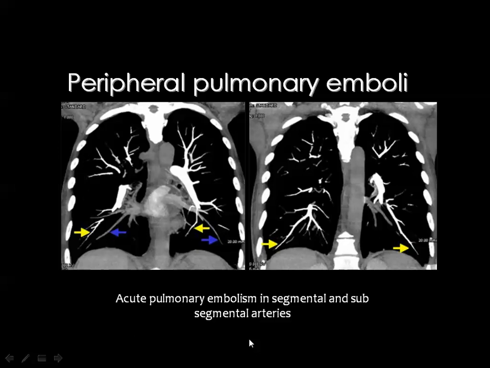Then if you have high resolution images, good contrast enhancement, and reformatted scans, then you can appreciate the vessels containing emboli, which are less enhancing compared to the patent normal vessels pointed to by the yellow arrows.